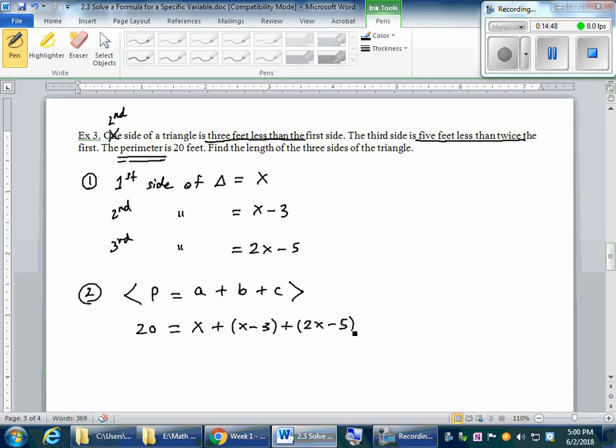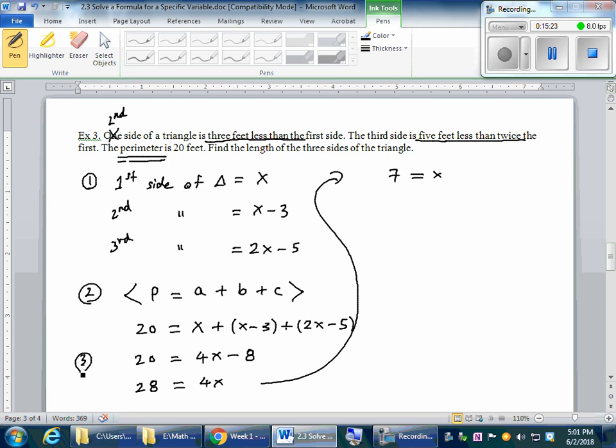So now, simplifying on the right hand side, if you get rid of the parentheses, you will see that adding x and 2x together will give me 4x. Negative 3 plus negative 5 is negative 8. Now solving for x, you add 8 on both sides, that becomes 28 is equal to 4x. And finally, divide both sides by 4, that will give me 7 is equal to x.